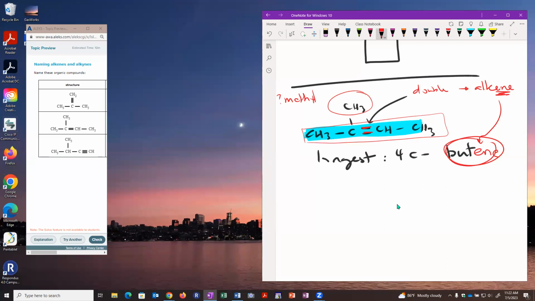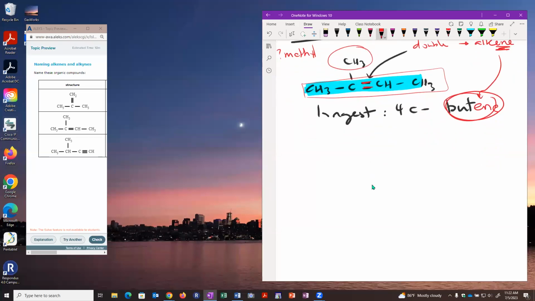So first of all, we need to identify the numbering system for this. We have a choice. We can go from left to right, 1, 2, 3, 4, or we can go from right to left, 1, 2, 3, 4. In the case of alkenes and alkynes, you want to number the chain to give the lowest number possible to the carbon that starts the double or the triple bond. If I go from left to right, the double bond starts on carbon 2.